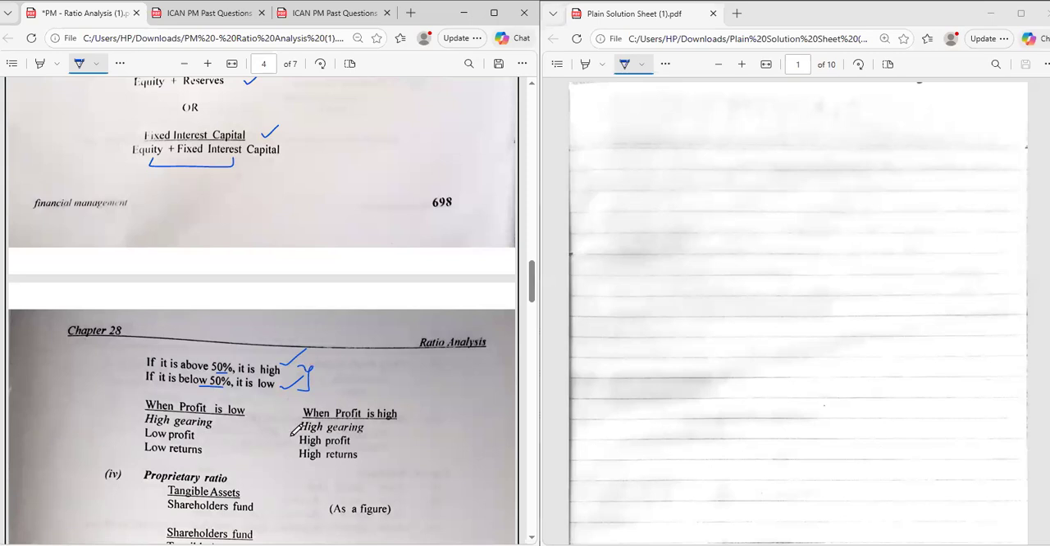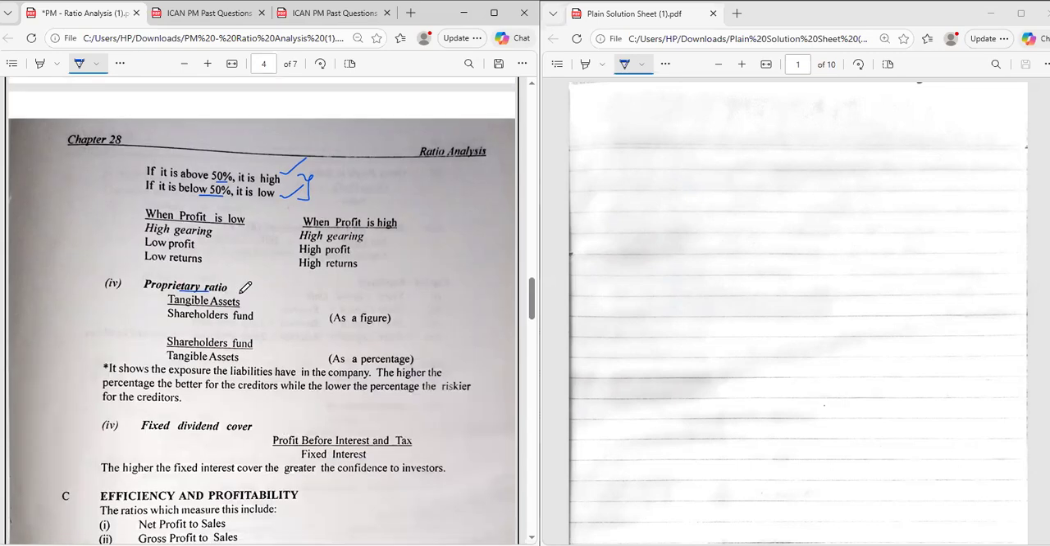All right, then the next one is proprietary ratio. Case study students will see this. Yes, this is also for case study students. Case study students would have seen this a lot in their solution, the one I gave to them.